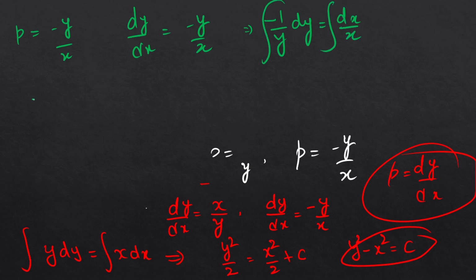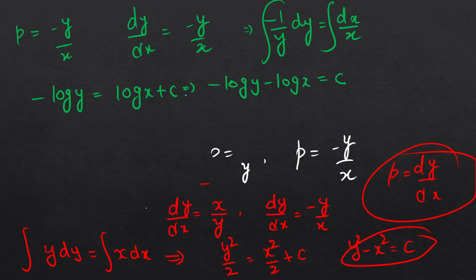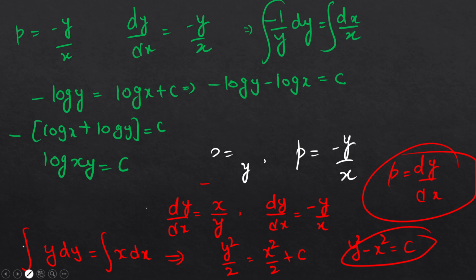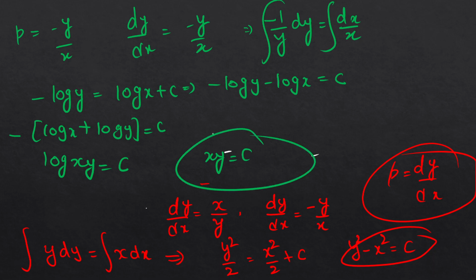Again integration on both sides: minus log of y equals log of x plus c. It can be taken as minus log y minus log x equal to c. Negative is taken as common, so it is minus log x plus log y equal to c. Again log a plus log b is log ab, so log xy equal to c. Moving further, we can write this as xy equal to c.